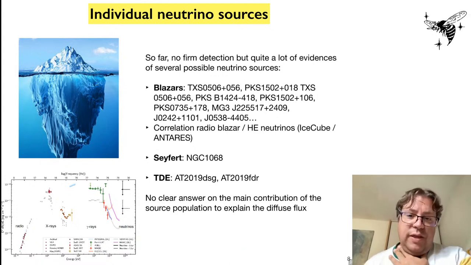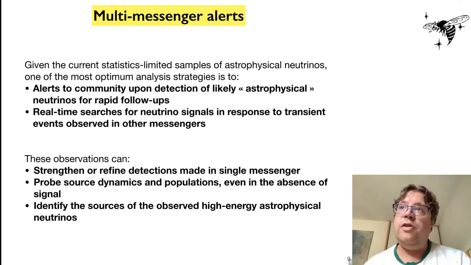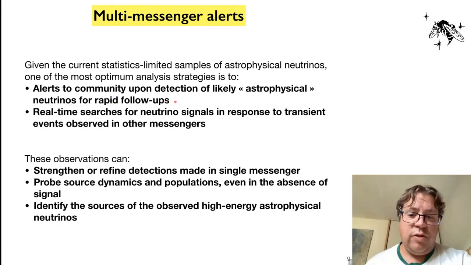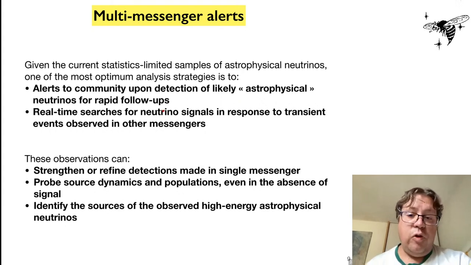So clearly one difficulty with neutrino telescopes is the statistics, which is very low. You have seen that in 1 cubic kilometer, you have around 100 events in the full sky to study. And what we want to do is to optimize the use of these neutrinos, and for this we do multi-messenger alerts. So either we have one neutrino with a given chance to be cosmic, and we want to send an alert to the community and do some rapid follow-up.